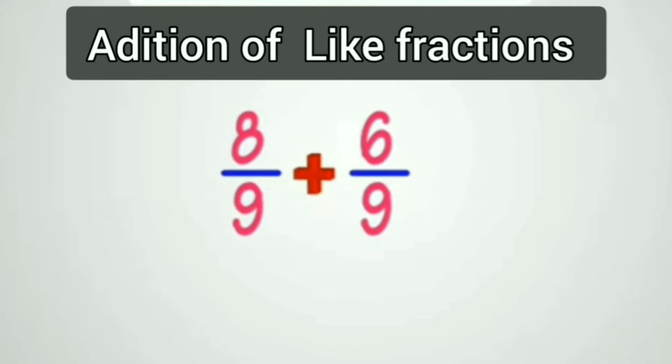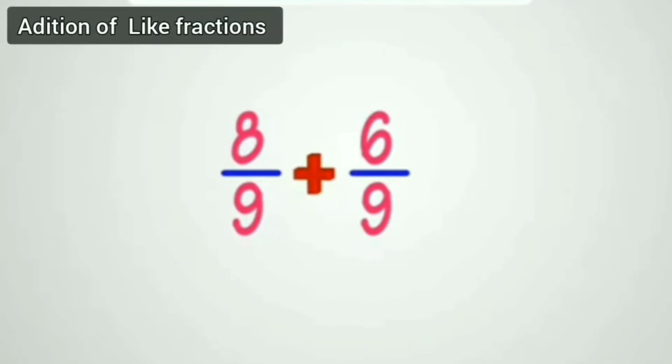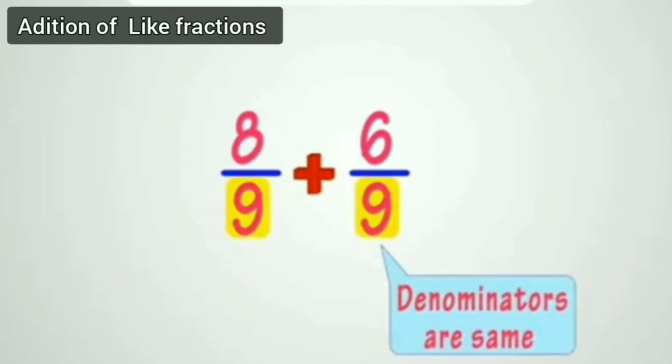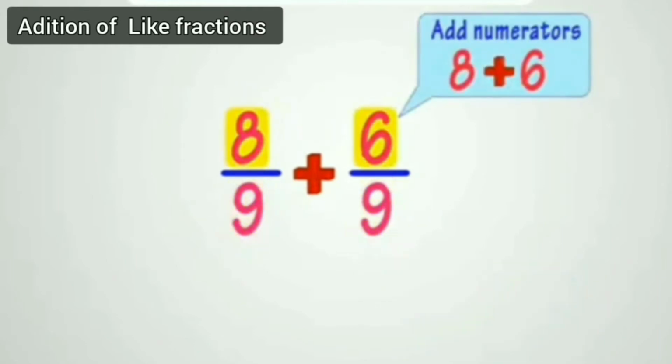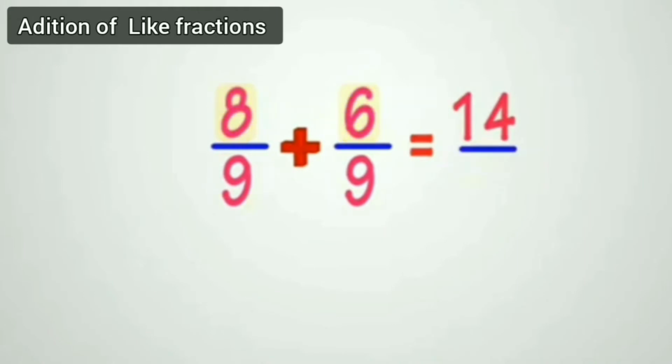In this fraction, first we need to check the denominator, right? These are like fractions where the denominators are same. Then the next step is add the numerator. Here 8 plus 6 is 14 and keep the denominator same. So we have got the answer 14 upon 9. Let us see some more examples.